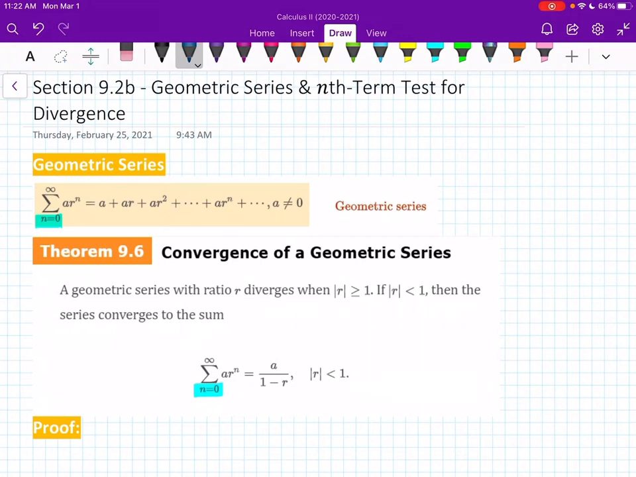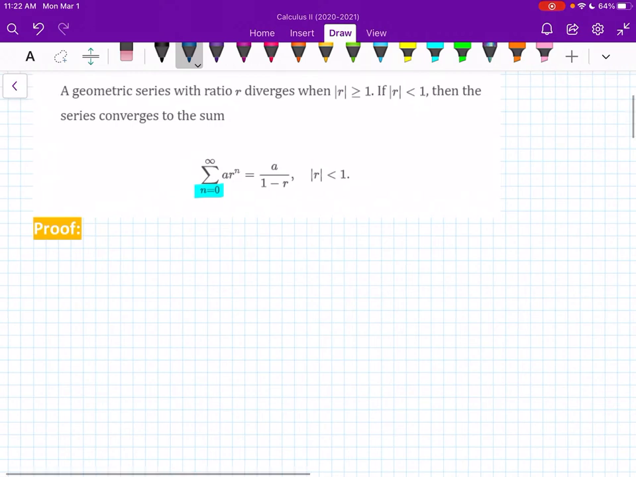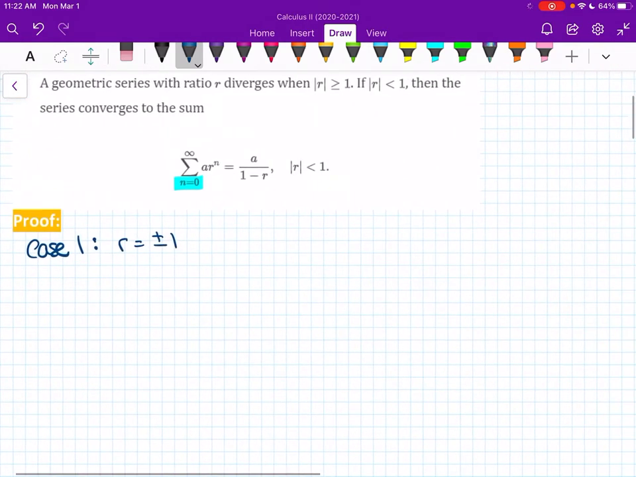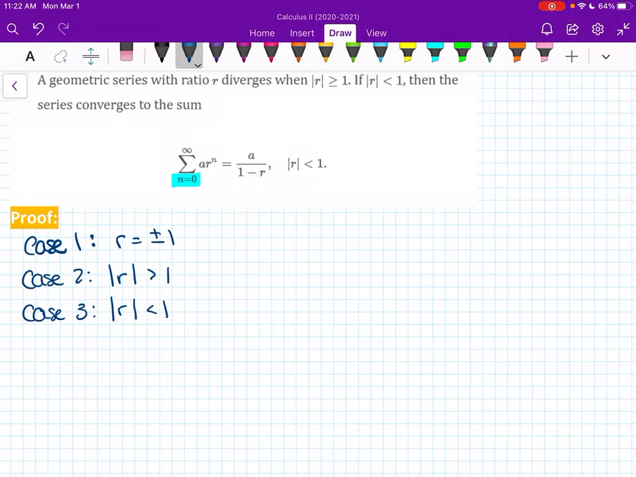All right, so let's prove this theorem. If we look at this theorem, we kind of have three cases. Case 1, where r equals plus or minus 1. Then we have case 2, where the absolute value of r is greater than 1. And then we have case 3, where the absolute value of r is less than 1. So we're going to consider case 1 first, and then we'll take a look at case 2 and 3 together.